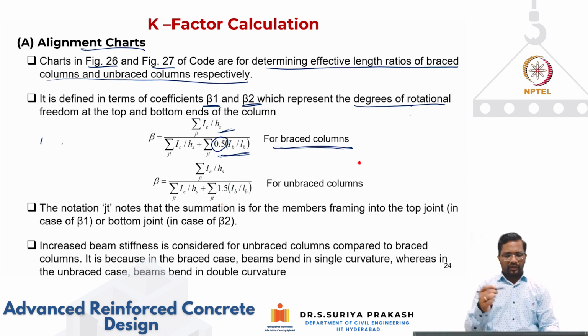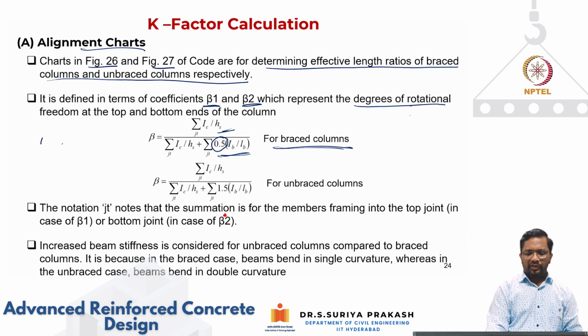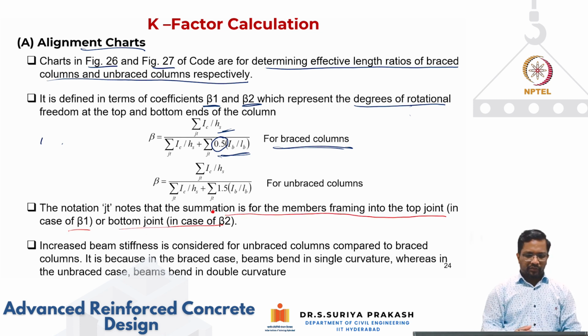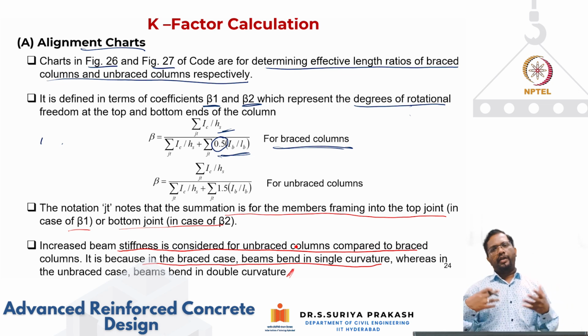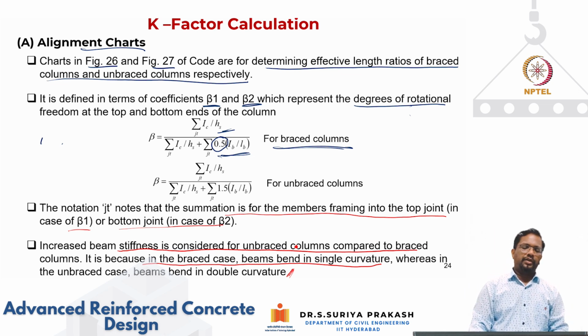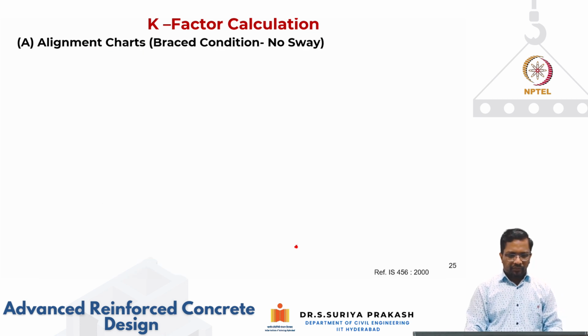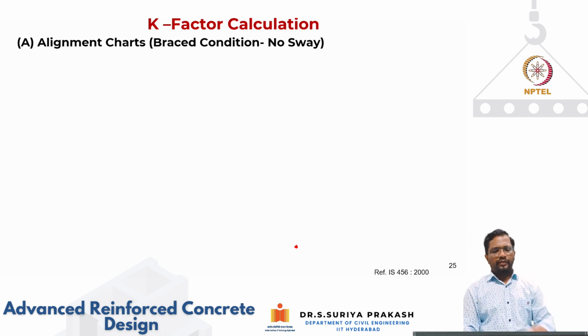Again, the notation notes that the summation is for the members framing into the top joint for beta 1, and for the bottom joint it is beta 2. Here, increased beam stiffness is considered for unbraced columns compared to braced columns. Why? Because in the braced case the beams bend in single curvature, whereas in the unbraced case the beams bend in double curvature. Whenever a member bends in double curvature, it is going to have higher stiffness. That is the reason we account for the higher value of 1.5 in the unbraced case. Now, this is for the braced condition.